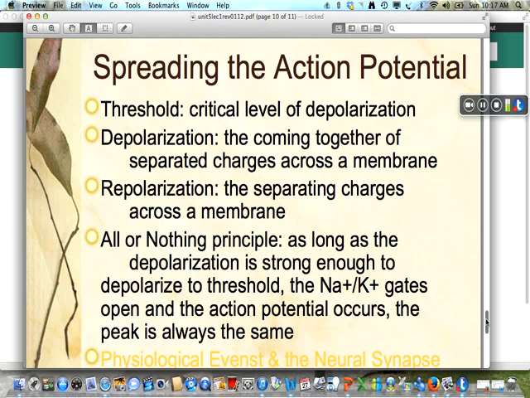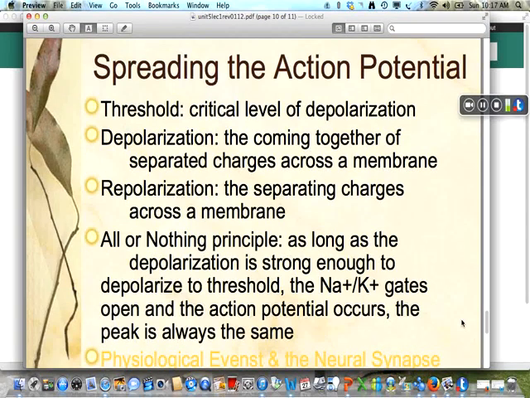Repolarization is the separating of charges across the membrane. So you can think of depolarization like when you have a battery in a toy and the toy is turned on, it's draining the battery. When you take those batteries out and you charge them back up again, you're repolarizing it. So here in depolarizing, the charges are coming together. With repolarizing, you're putting energy into it to separate the charges again. Sodium and potassium are coming together and depolarizing. In repolarizing, we're separating them again.